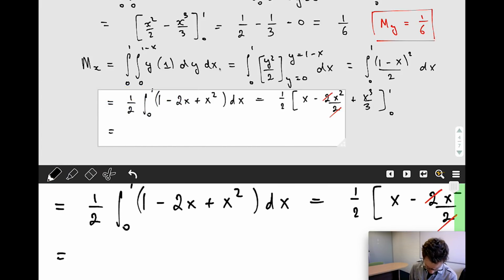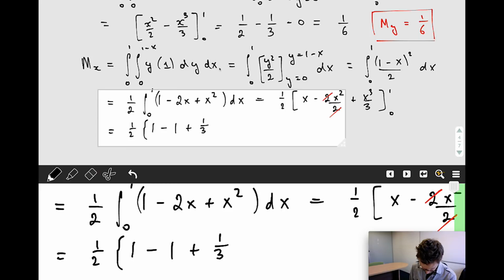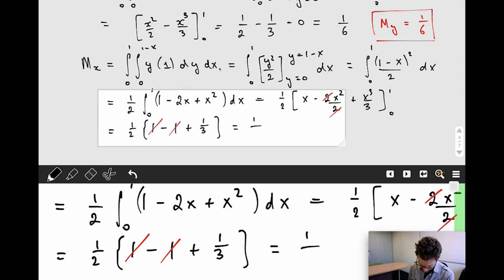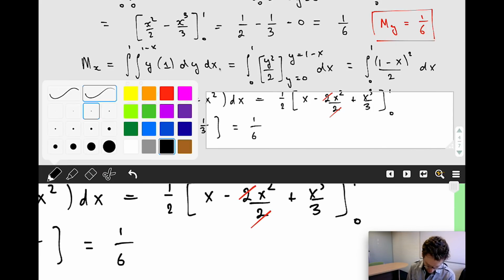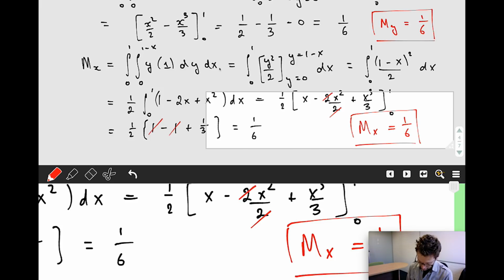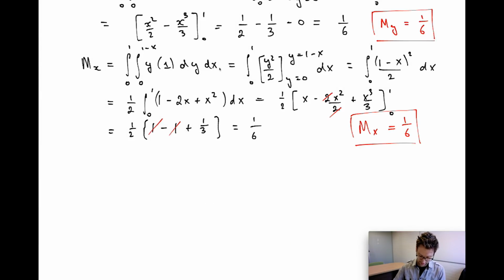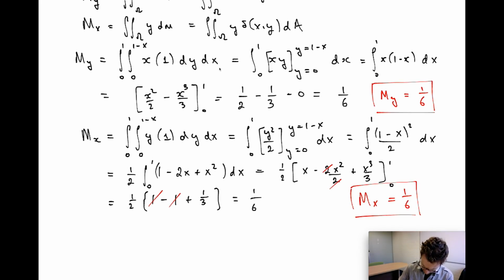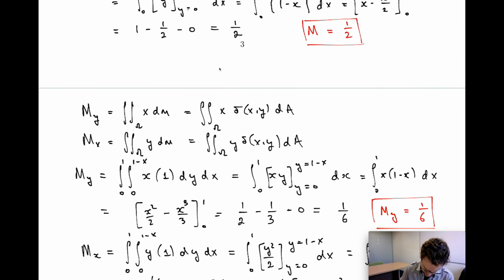we're going to get 1/2 of 1 minus 1 plus 1/3. So the 1 and the minus 1 cancel out. We've got 1/2 of 1/3, which is 1/6. So we find that the first moment about the x-axis is 1/6. Actually, it's the same as the first moment about the y-axis. And we'll just gather together our mass as well. M is equal to 1/2.